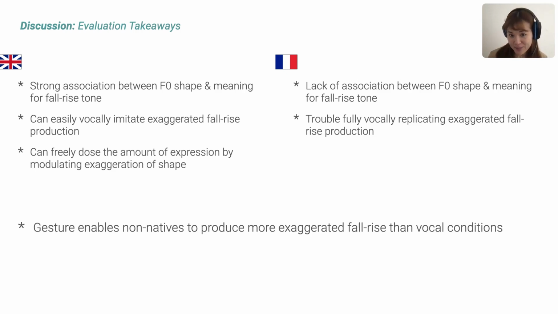how to spontaneously produce the fall rise tone, which means that they don't really have an association between the pitch shape and the meaning. And they have trouble fully vocally replicating the exaggerated fall rise production, in contrast to native speakers, who have a strong association between the meaning and the shape, and they can both make more subtle pronunciations and more easily vocally imitate exaggerated productions. But the good news is that gesture enables non-natives to produce more exaggerated fall rise intonations closer to what the natives are able to do.